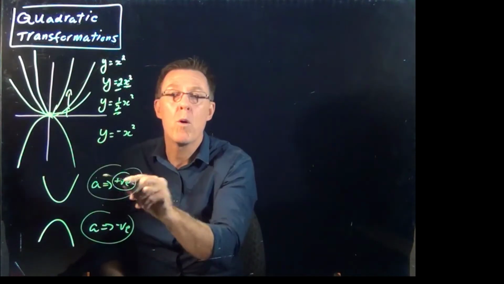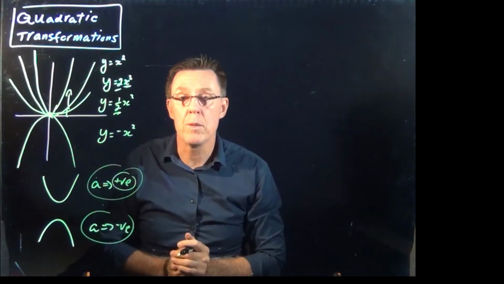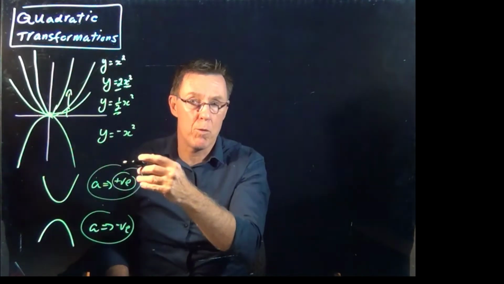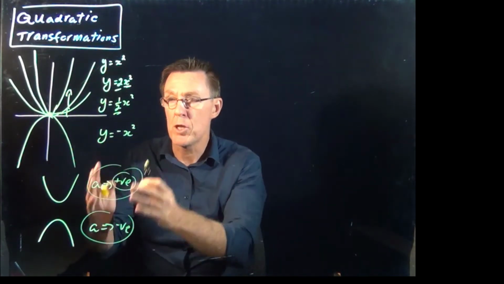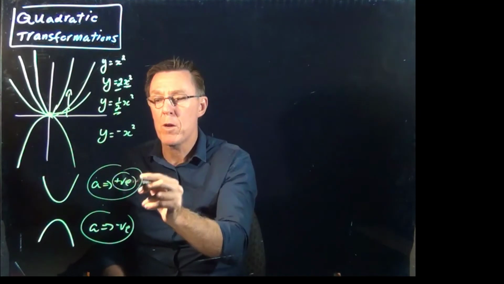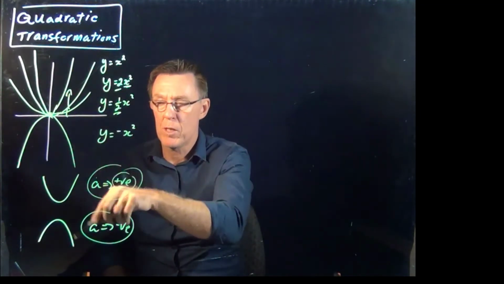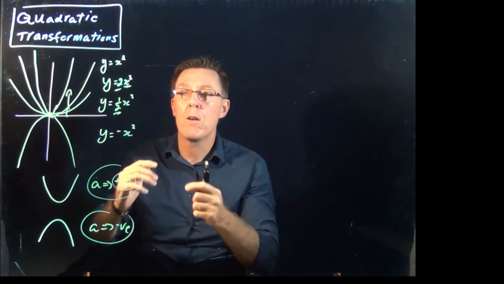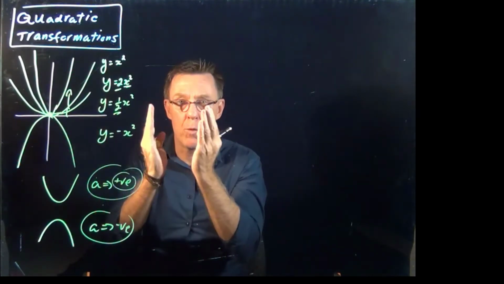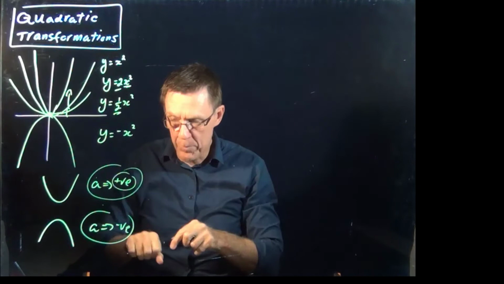These things about a being positive or negative are going to come into play a little bit later when we start drawing graphs of quadratics. You're going to need to know the shape of them. So far, the shape is determined by the a value, whether it's smiley face or frowny face, a being positive or negative, and the a also controls the dilation, making it more narrow or making it wider.